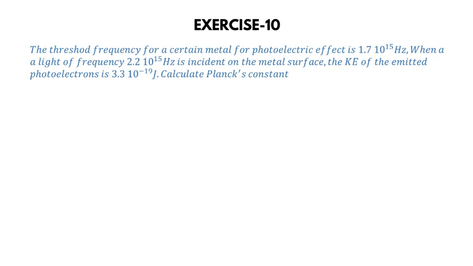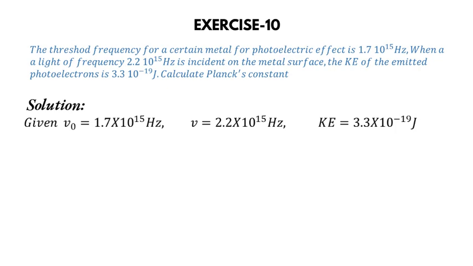Exercise 10. The threshold frequency for a certain metal for the photoelectric effect is 1.7 times 10 to the power 15 Hz. When light of frequency 2.2 times 10 to the power 15 Hz is incident on the metal surface, the kinetic energy of the emitted photoelectrons is 3.3 times 10 to the power minus 19 joules. Calculate Planck's constant. Given ν0 equals 1.7 times 10 to the power 15 Hz, ν equal to 2.2 times 10 to the power 15 Hz.